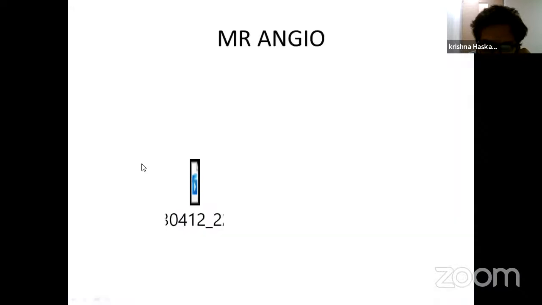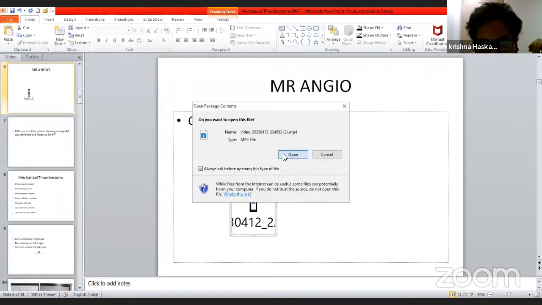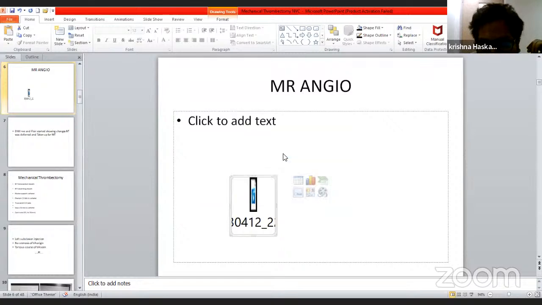So this is the MR angiogram of the above patient. This angiogram is showing right PCA proximal occlusion at the P1 segment.